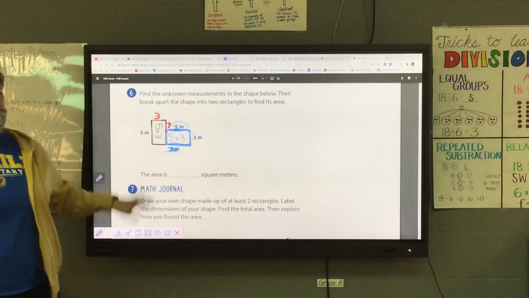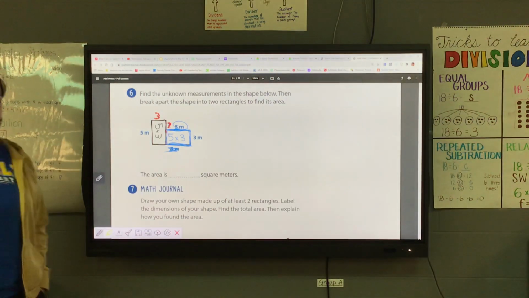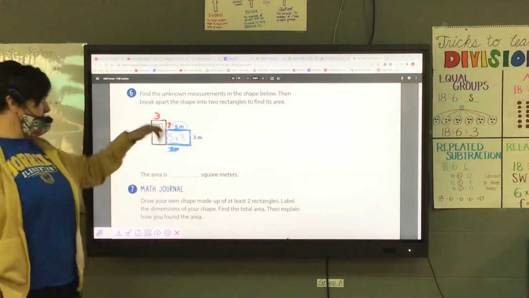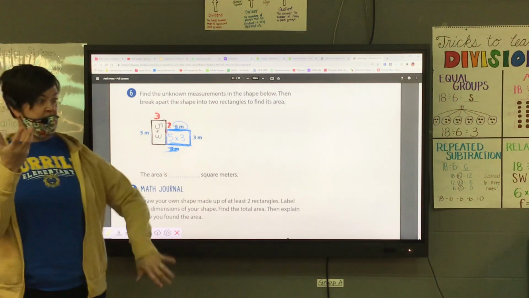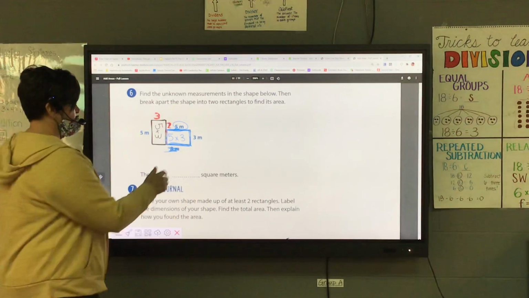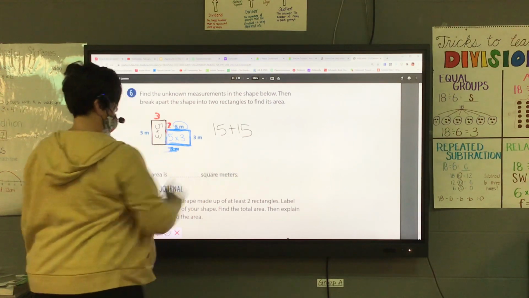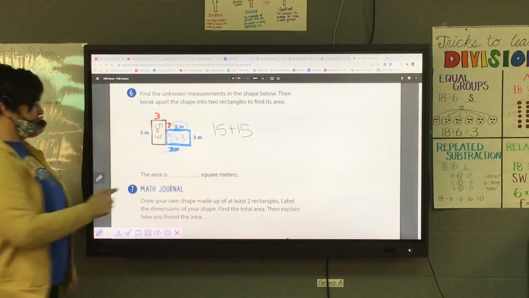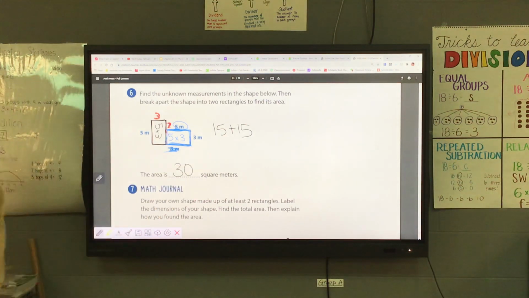Everybody, what is 5 times 3? 15. And what's the other 5 times 3? 15. Okay, so now we have 15 plus 15. What is 15 plus 15? 30. All right, so the area is 30 square meters.